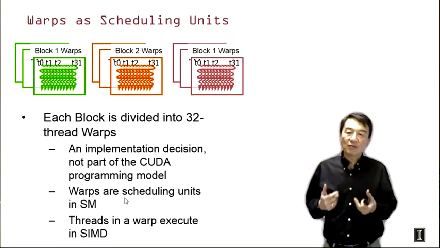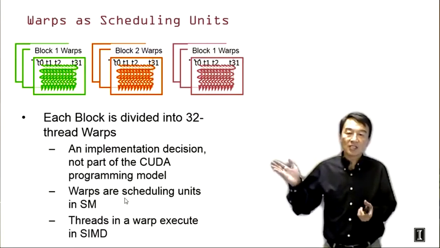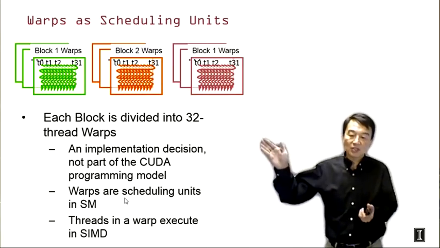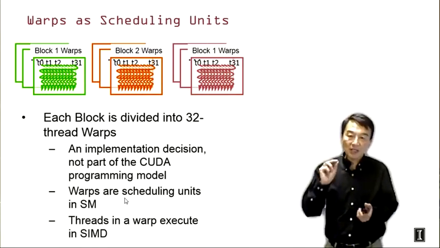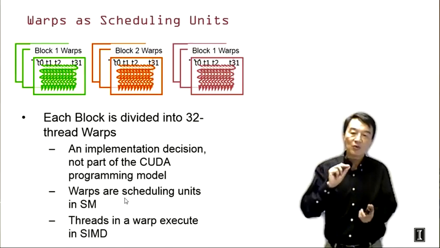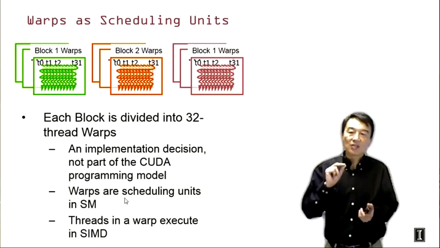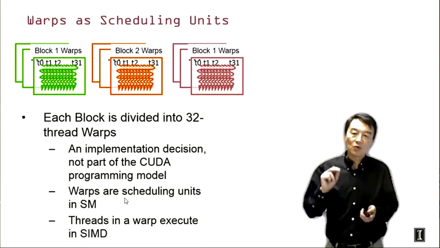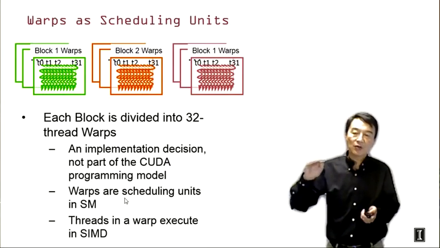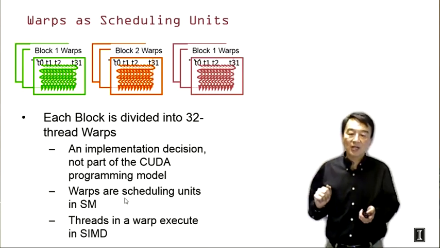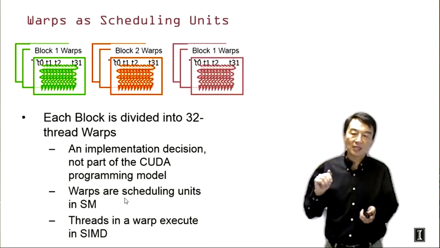This is a review slide from the previous lecture. Warps are the scheduling units in CUDA kernel execution, and each thread block is divided into 32-thread warps. This is an implementation decision, not part of the CUDA language. Up to this point, all the CUDA hardware that we know of uses 32-thread warps. These warps are scheduling units. Whenever they get to execute in the hardware, they execute in SIMD, or single instruction multiple data, manner. The threads in the warp either all execute or do not execute.